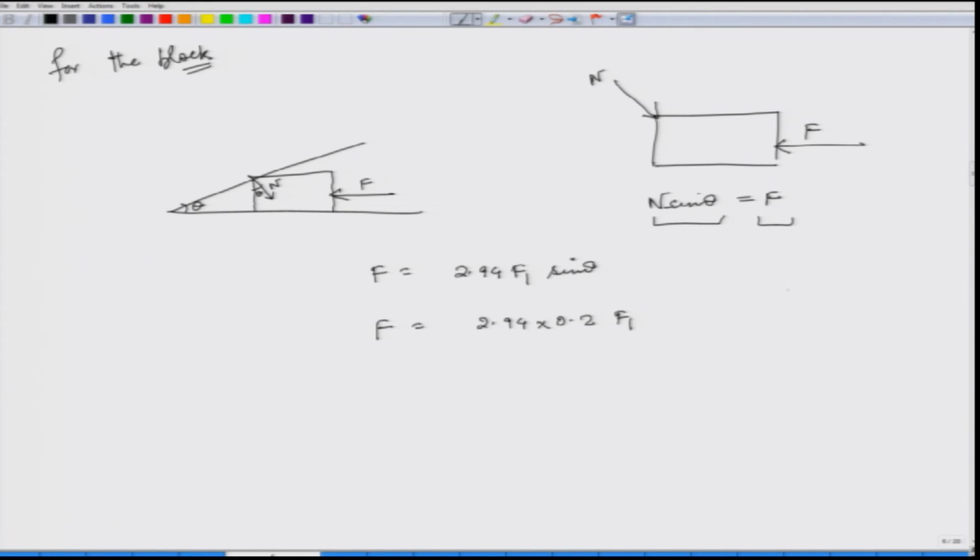And how much will this be? Let me calculate that, 294 into 2, this will come out to be 0.58. So this is 0.58 times F1. This is the value of F, the minimum F that is required to keep the system in equilibrium. So this problem is solved.